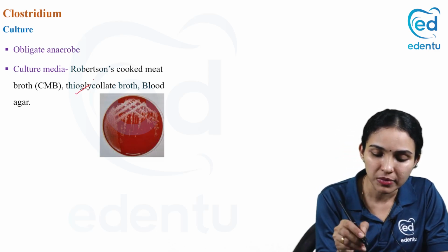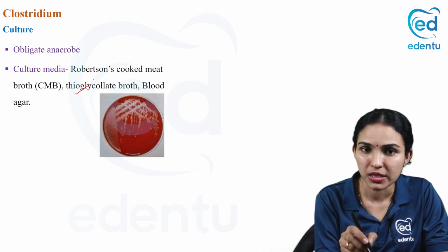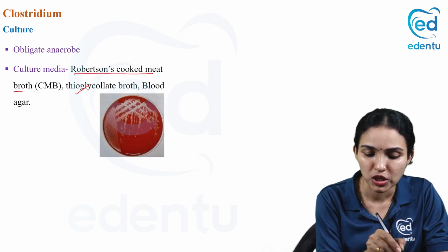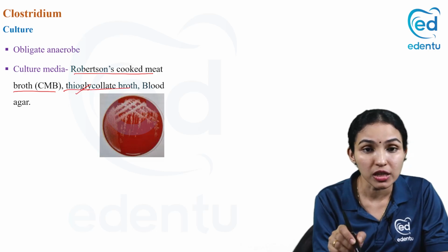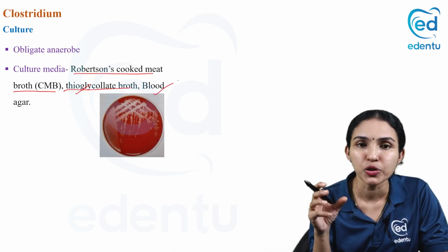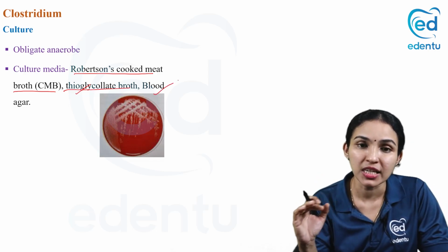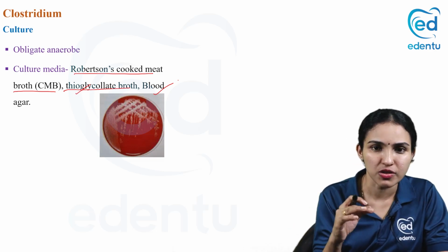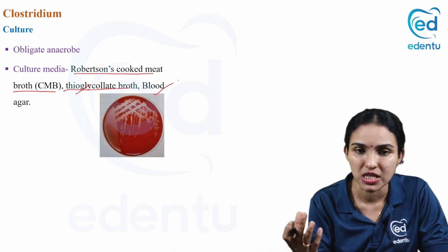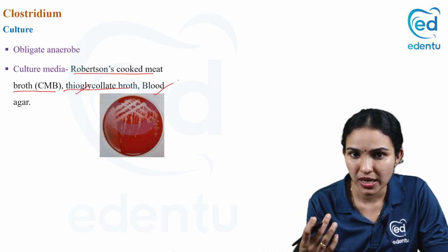Otherwise, you have other media like thioglycolate broth. So please remember the anaerobic culture media, Robertson cooked meat broth, which is very important. Thioglycolate broth. You can also use blood agar, but you have to incubate it. You have to keep it in an anaerobic condition. That is what you need. So you may have to use a McIntosh and Fildes jar or anaerobic gas packs may be required.